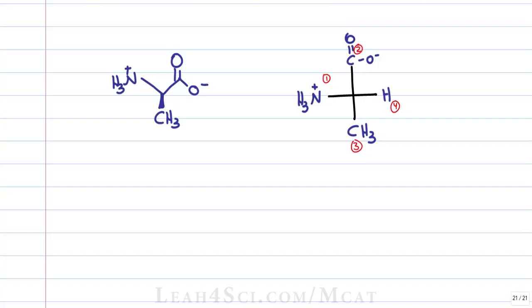Number 4 has to be on the bottom. If it's not, then if the circle appears R, it's S. If the circle appears S, it's R. We cancel out number 4, trace the path from 1 to 2 to 3, and then reverse it because group number 4 is coming forward, and this gives me S.